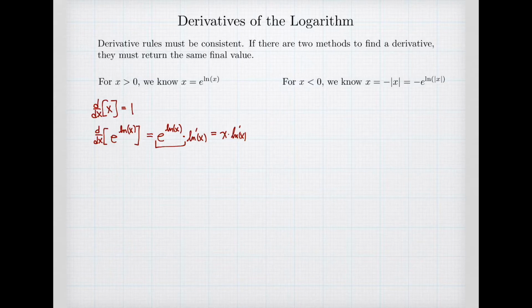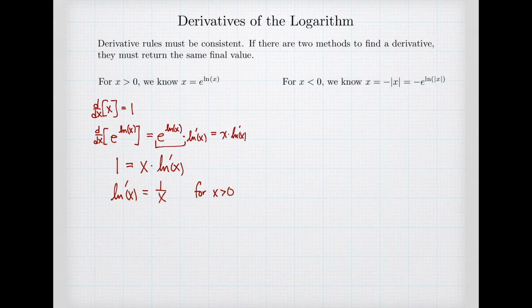Once I have two different ways of finding the same derivative, I can set them equal and solve for the unknown. I know that the derivative of x is 1, but it's also x times the natural logarithm's derivative. So if I solve for the natural logarithm's derivative, I get that the natural log's derivative must be 1 over x, and this is for x greater than 0. All right, the logarithm is not defined for negative values of x, and so I can't talk about the derivative of the logarithm when x is less than 0.